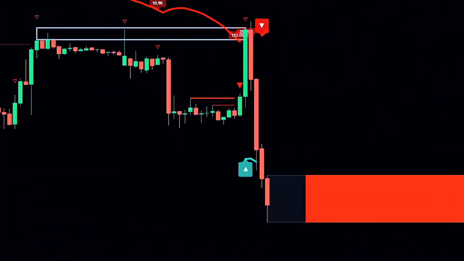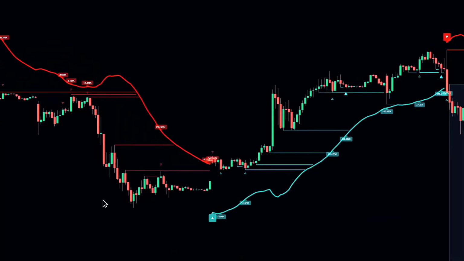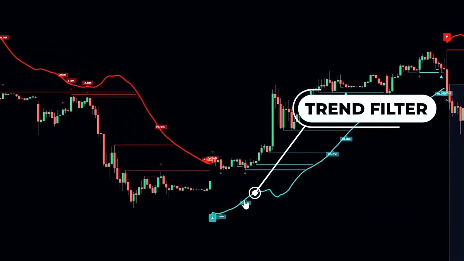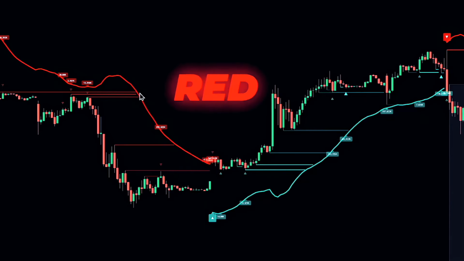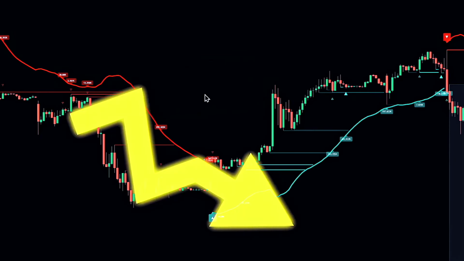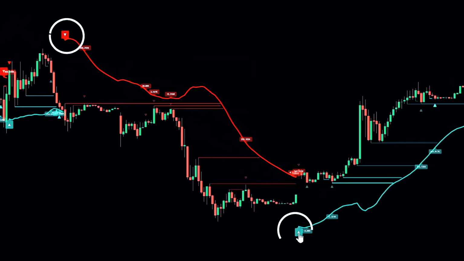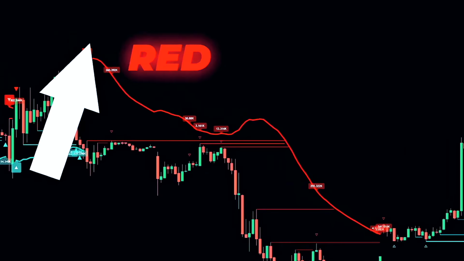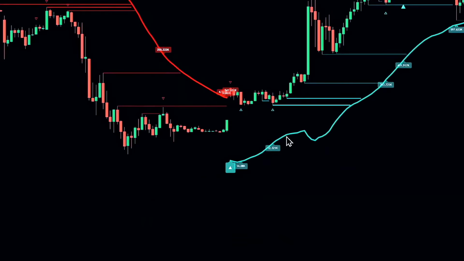Now, let's talk about how this indicator looks on your chart. First up, you've got the trend filter, which shows whether the market's in a bullish or bearish mood. Green means bullish, of course, red means bearish. You also see trend shift triangles pop up when the market flips from one trend to another. A red triangle signals a shift from bearish to bullish, and the green one marks the opposite.